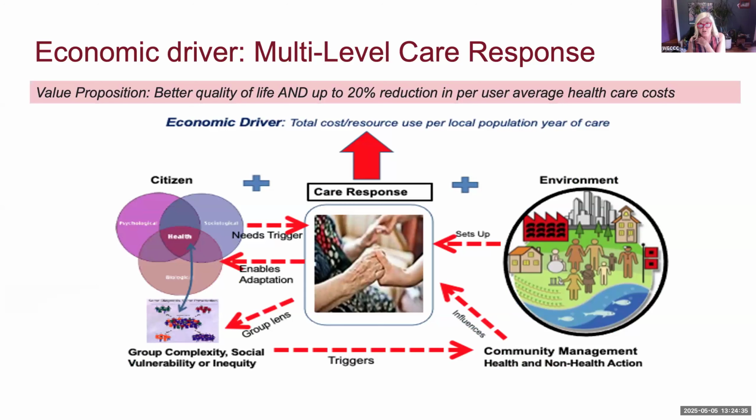So the economic driver is using that idea, that opportunity that Froome presented. If in fact a community at a population level, if it's organized and defined sufficiently, if it's possible to both achieve better quality of life and achieve that 20% reduction in average healthcare use, then there's the ability to fund this model and sustain growth and scale up.